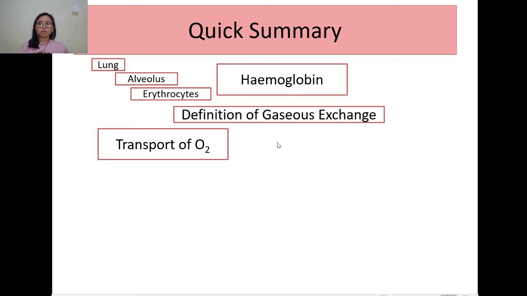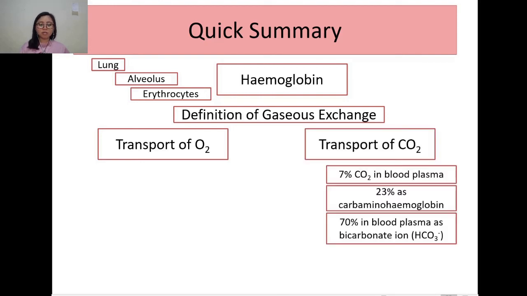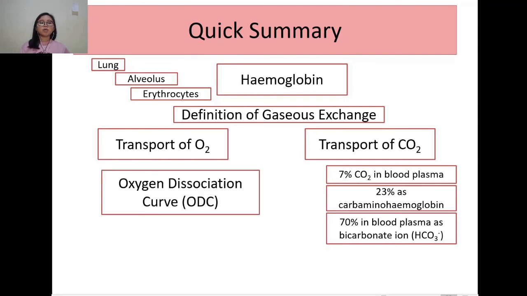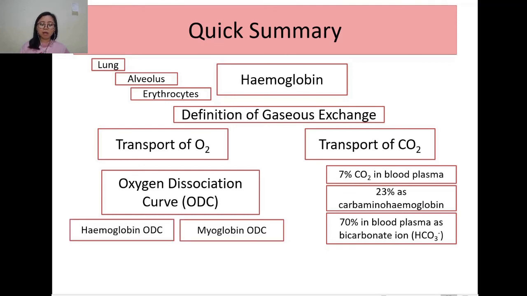And then we talk about the transport of oxygen. After we talk about the transport of oxygen, we talked about the transport of carbon dioxide, which is done in 3 methods. And then we talk about the ODC, or the oxygen dissociation curve. We talk about hemoglobin ODC, myoglobin ODC, and we also talk about Bohr effect, which is what happens when you have increasing carbon dioxide.